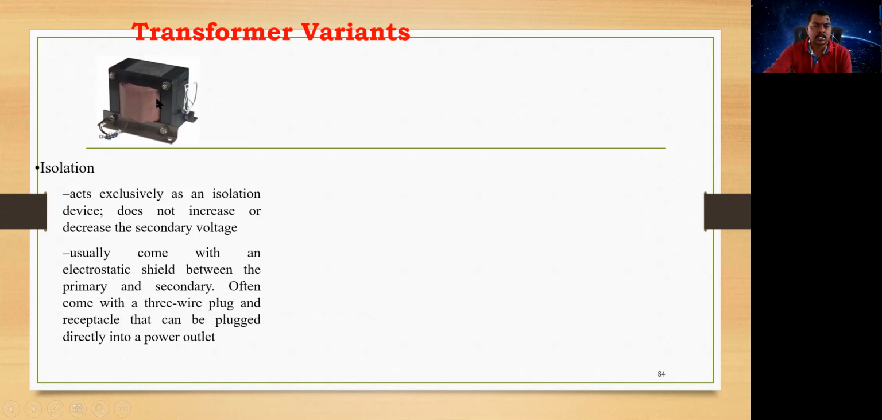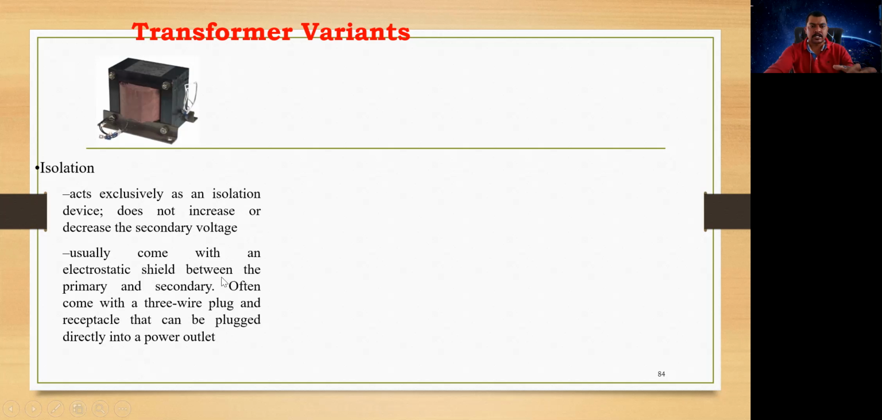This is what I was telling you: E-shaped iron bars are used over here, and the coil is placed in between. So this is called the isolation type, which has less leakage of magnetic flux. If you are not using this type of concept, then there is more leakage. So these types of transformers are being used. These act exclusively as an isolation device, and do not increase or decrease the secondary voltage. So the voltage remains constant.